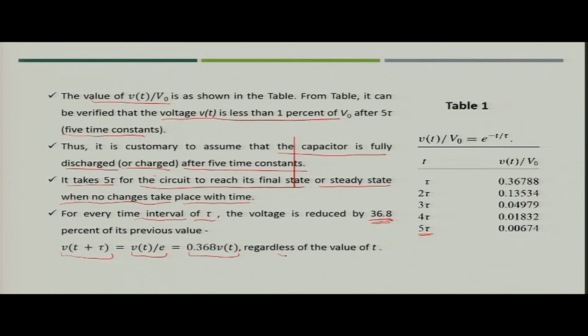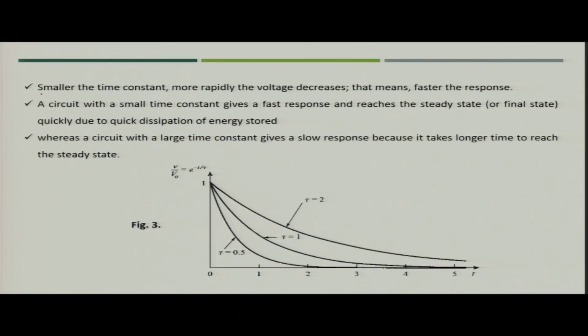This is regardless of any value of t. If you put the value of t as tau, 2 tau or 3 tau, you will see that whatever value you get is 36.8% of its previous value. Now, the smaller the time constant, the more rapidly the voltage will decrease. That means you have a faster time response of the RC circuit.